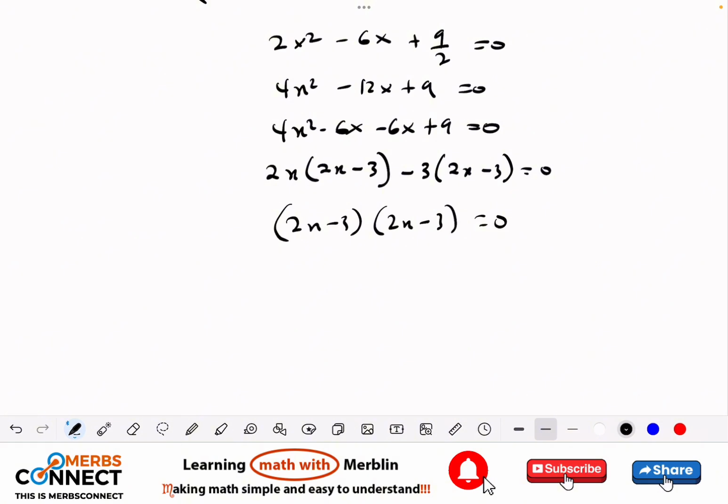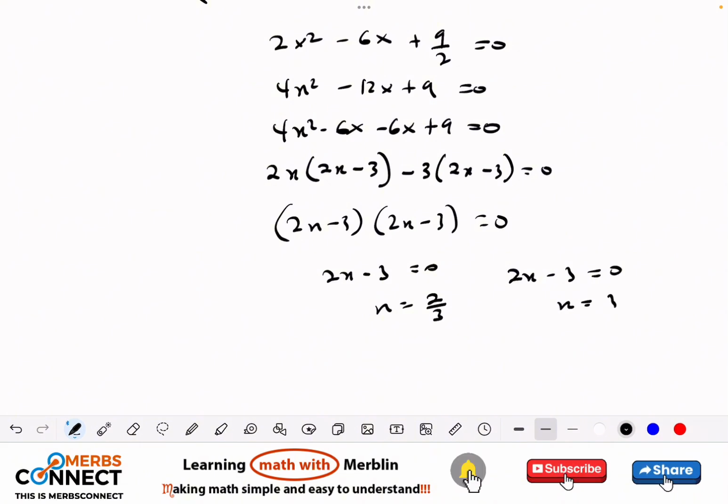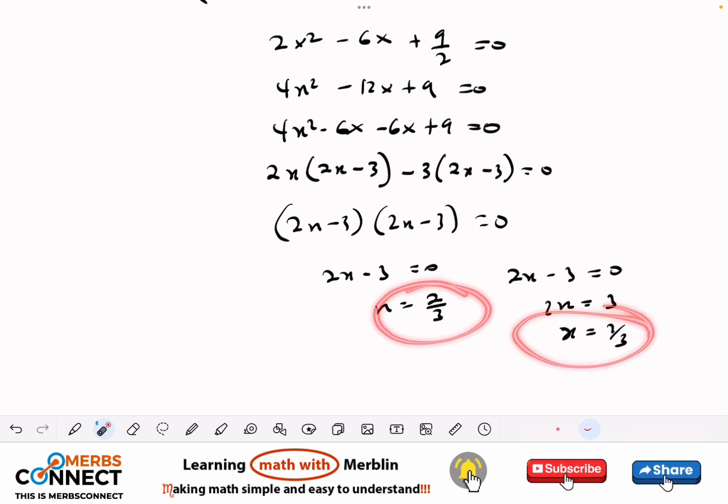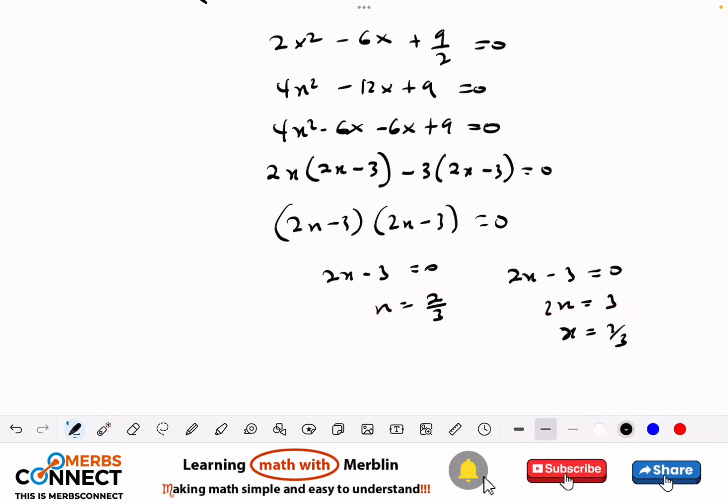I have 2x minus 3 is equal to 0. So x will be equal to 3 over 2. The same thing there, 2x minus 3 is equal to 0. x is equal to 3 over 2. So you see that these x values give a perfect square. Why? Because remember, we talked about perfect squares.